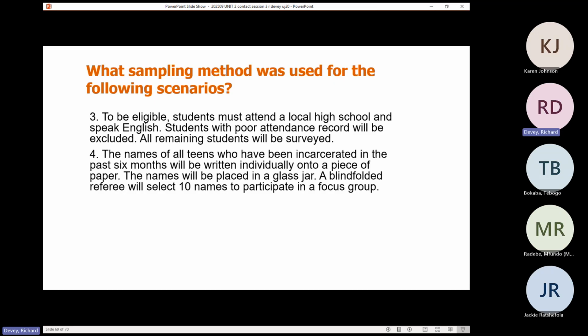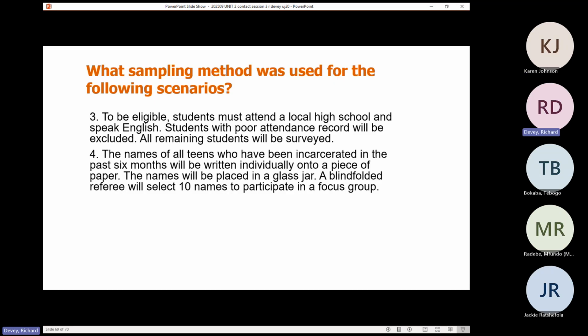Okay, the last example: the names of all teens who have been incarcerated in the past 6 months will be written individually onto a piece of paper. The names will be placed in a glass jar. A blindfolded referee will select 10 names to participate in a focus group. What kind of sampling is happening there? Is that random? Yeah, simple random. That's a simple random sample.